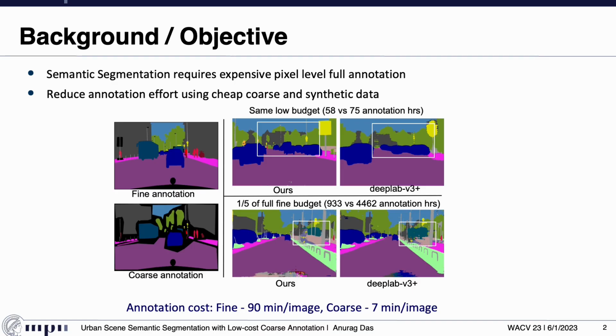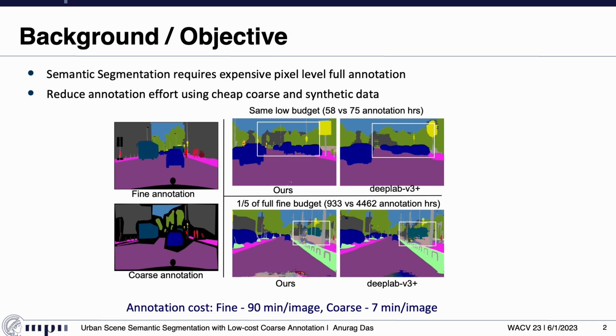Let's begin with the motivation of our work. We know that semantic segmentation requires expensive pixel-level full annotation. Our motivation is to reduce the annotation effort using cheaper coarse and synthetic data. As an example, we have fine annotation on this image as well as coarse annotation.